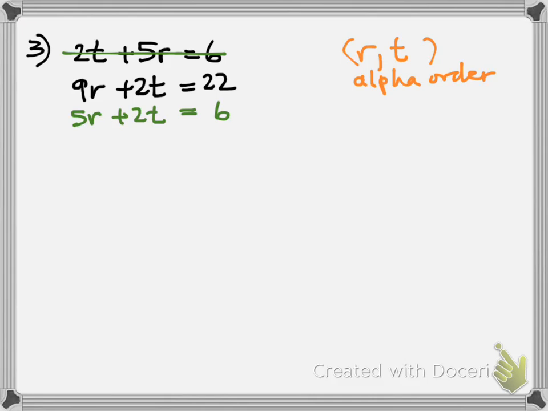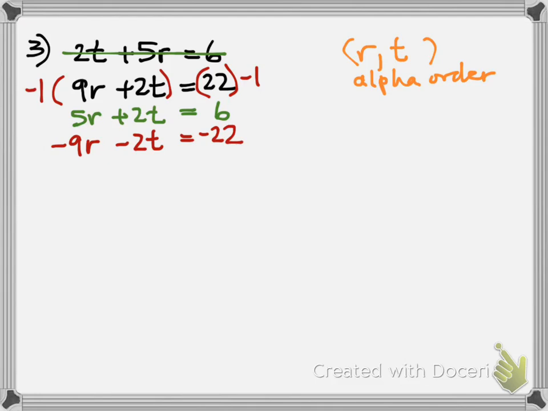We've got a 2t and a 2t. Fantastic. What about signs? They're the same. So this is not the good situation. So here's how I fix this. It doesn't matter, but I'm going to multiply one of the equations by -1. That gives me negative 9r minus 2t equals negative 22.